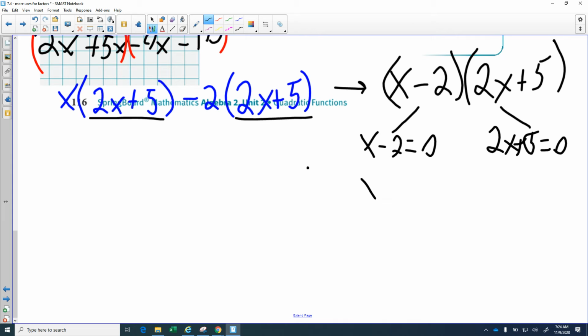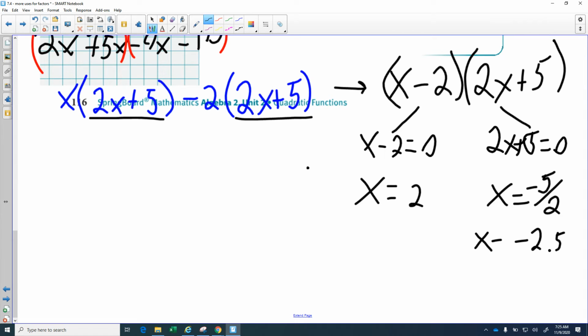When we solve this out, we get x equals 2 because we add the 2 over. This comes out to be x equals negative 5 over 2, or negative 2.5 for that value. And so we get our two specific answers.